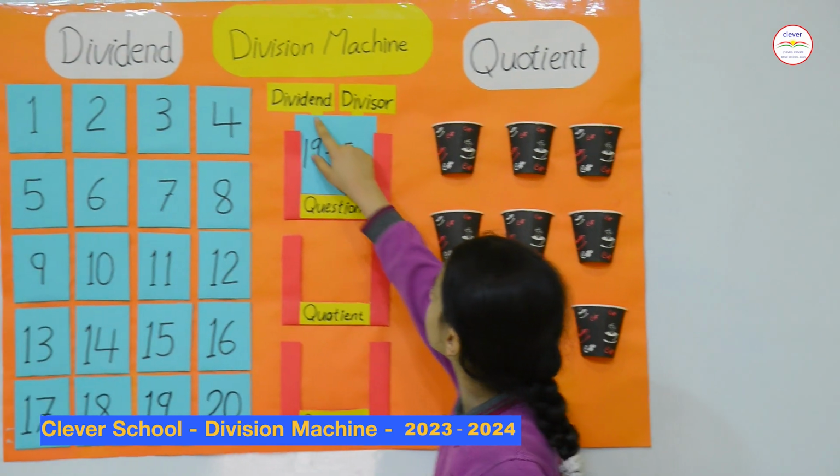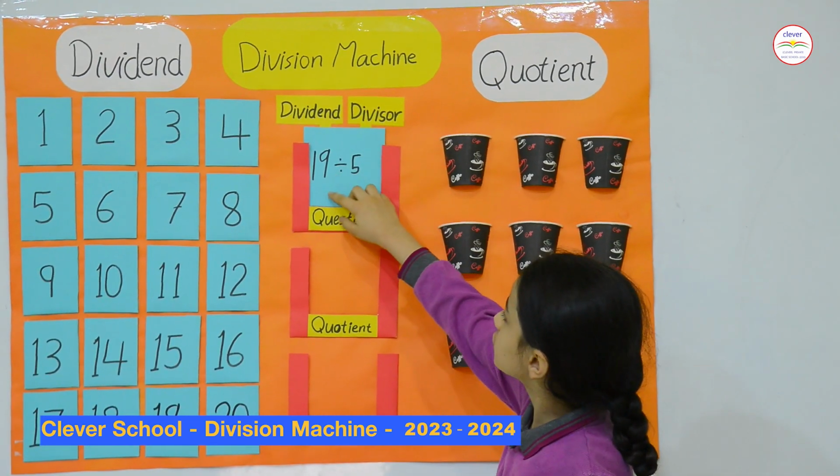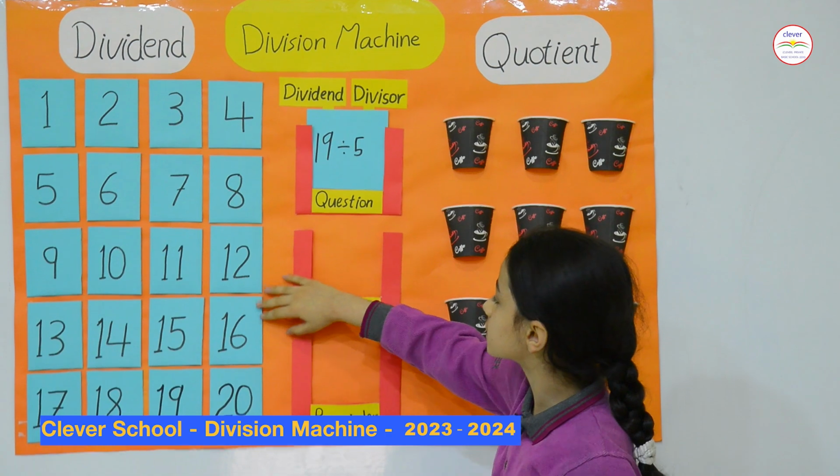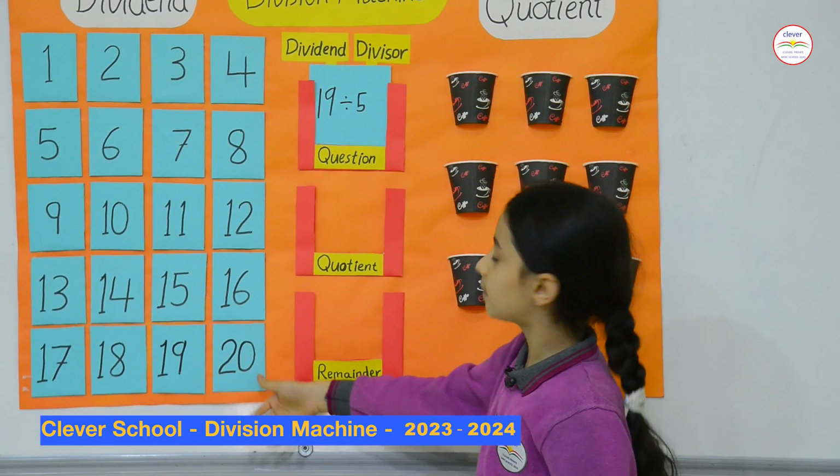And 19 is the dividend and 5 is the divisor. So 19 is the dividend, so I need 19 popsicle sticks to keep them in the dividend pouches.